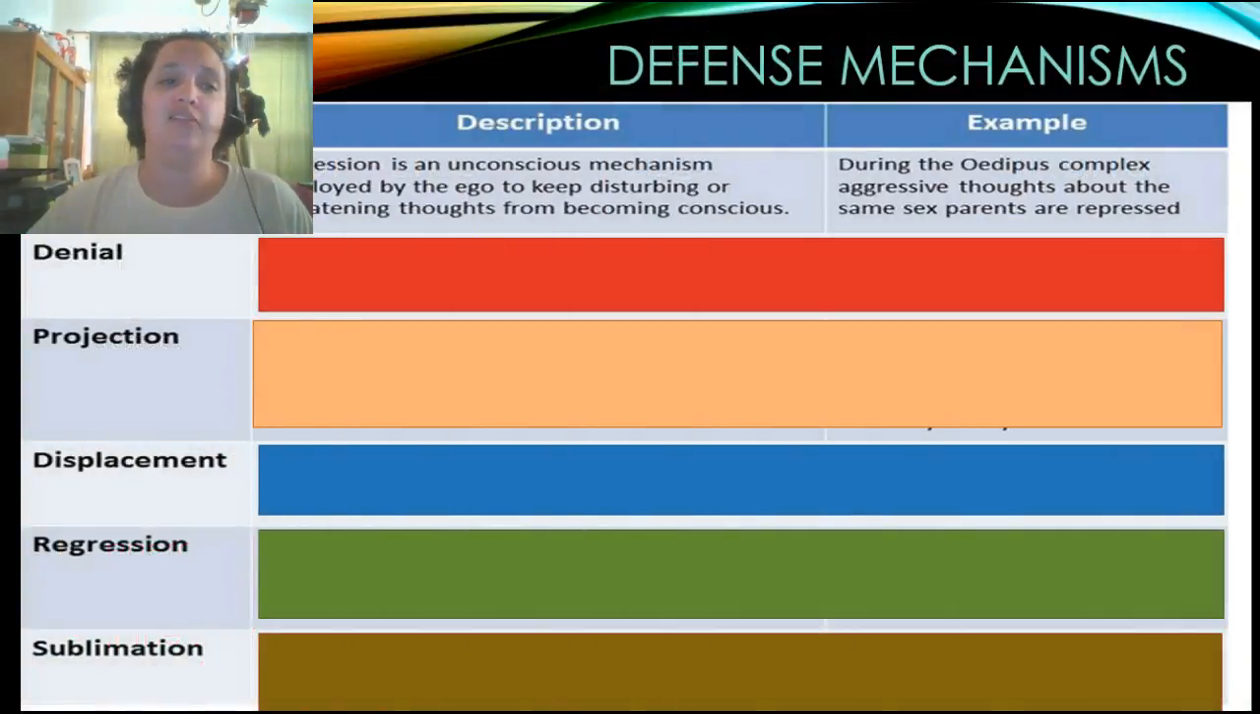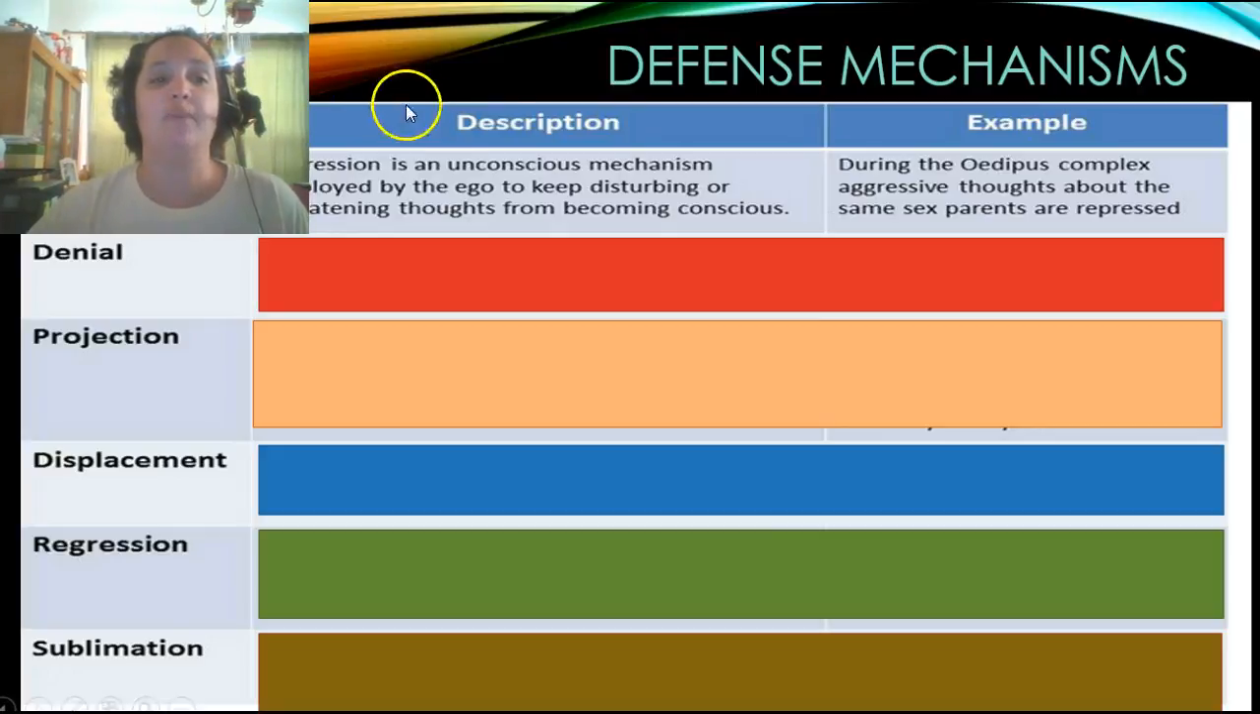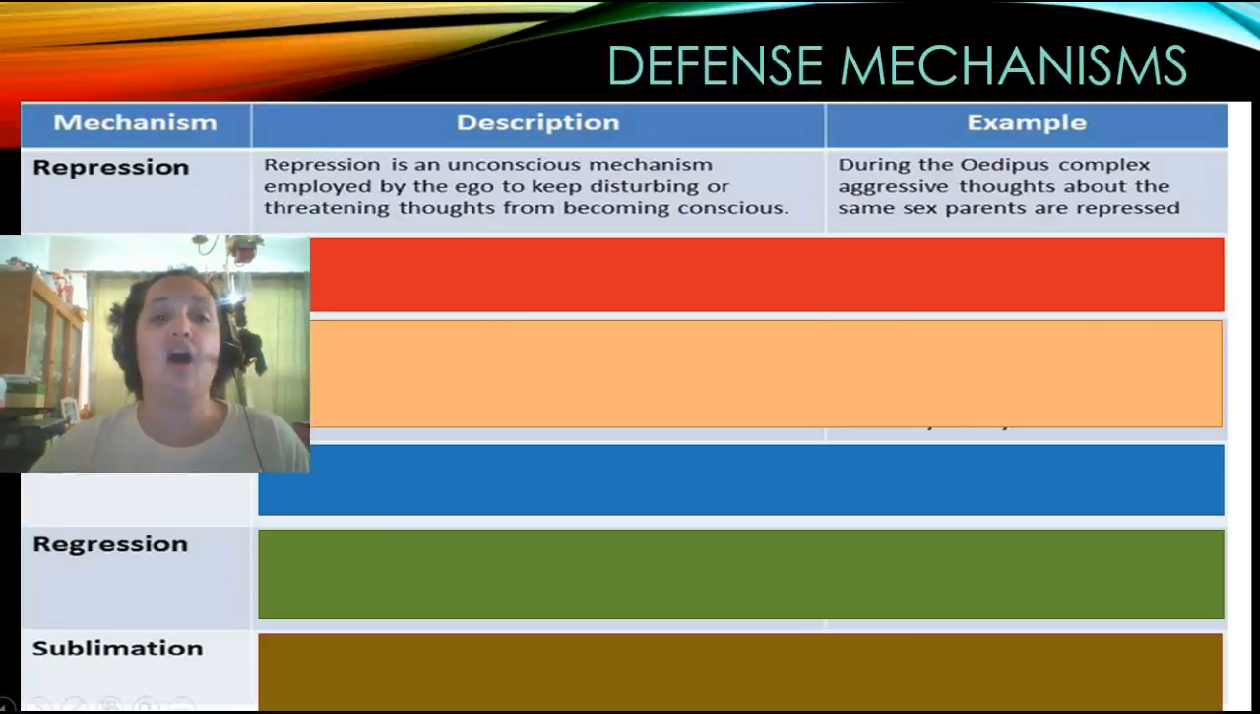And last but not least, Freud talked about a number of defense mechanisms. The first one being repression. How do we defend ourselves from things that happen around us? So repression, he says, is an unconscious mechanism. It's something that we don't do on purpose, but we don't want to have these disturbing or threatening thoughts that are below the surface coming up. So we repress them, we push them away.